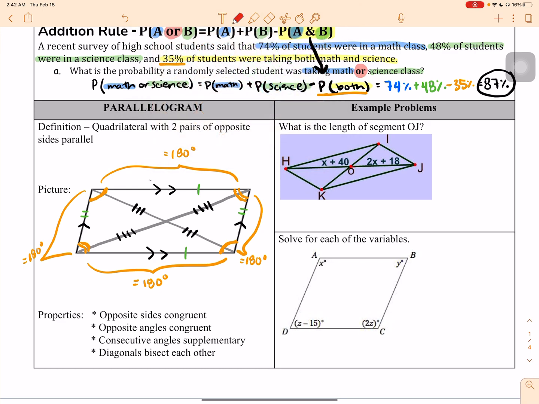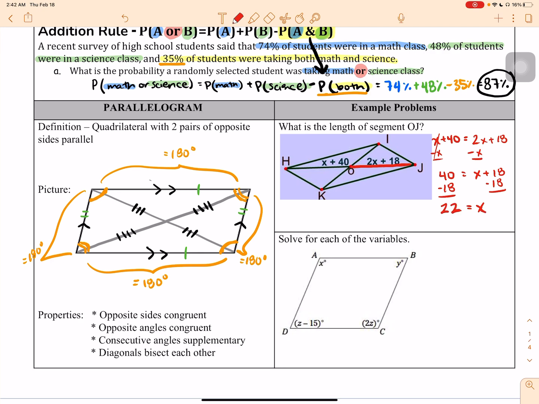So our goal here is to find this length. First, we have to solve for x. If I look at the diagonals here, what do we know about each side of that diagonal? Well, since the diagonals bisect each other, each half is equal. So we know that x plus 40 equals 2x plus 18. Now if I solve for x, I get 40 equals x plus 18. All right, so this will be x equals 22.